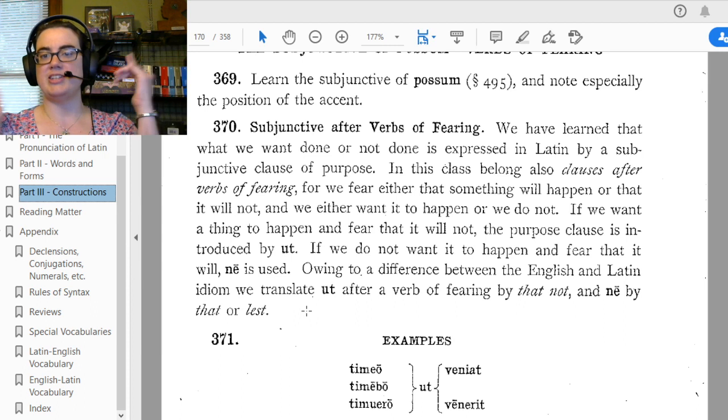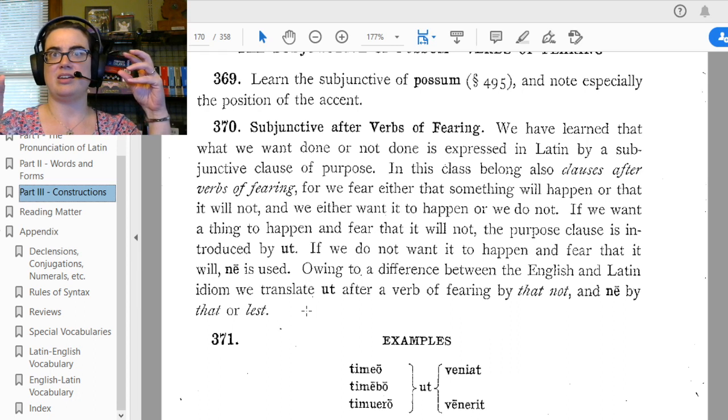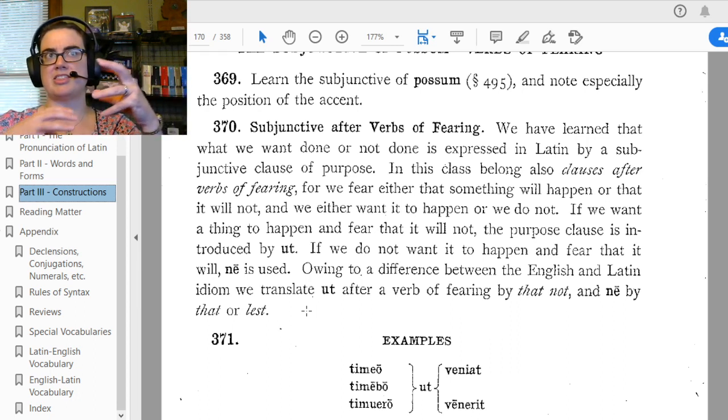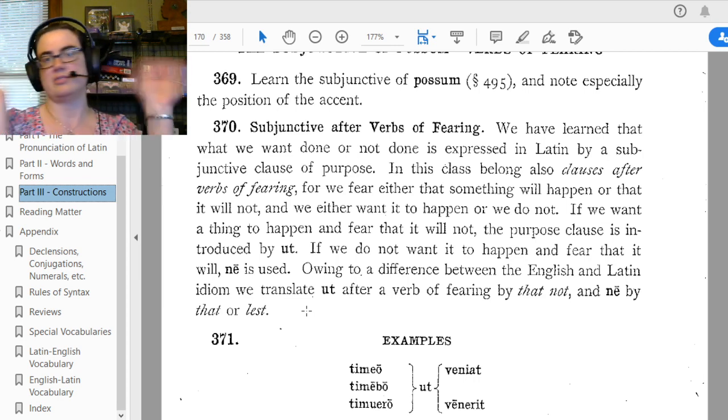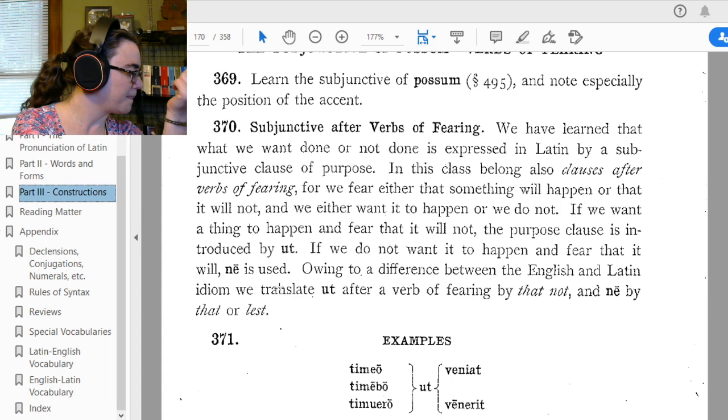So usually ne is our negation, but when you're negating something that you fear, it becomes the thing that you want to happen. You have to do a little bit of mental gymnastics.